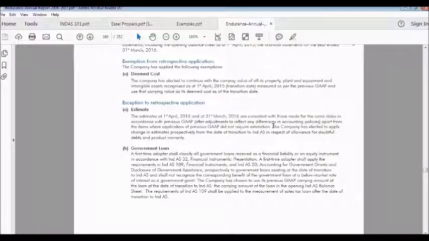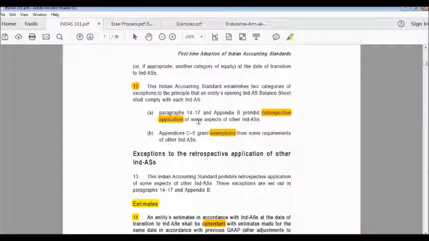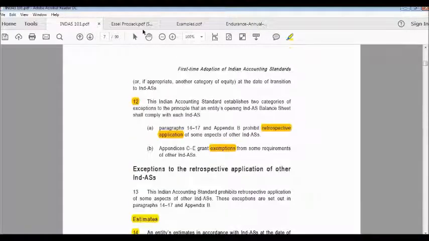So this company is saying the company has elected to apply changes in estimate prospectively from the date of transition to Ind AS in respect of allowance for doubtful debt and warranty. Because earlier Ind AS didn't say anything about this aspect, the company has elected to apply changes in estimate prospectively from the date of transition to Ind AS. So this clause is regarding estimate and the company is doing it like this.